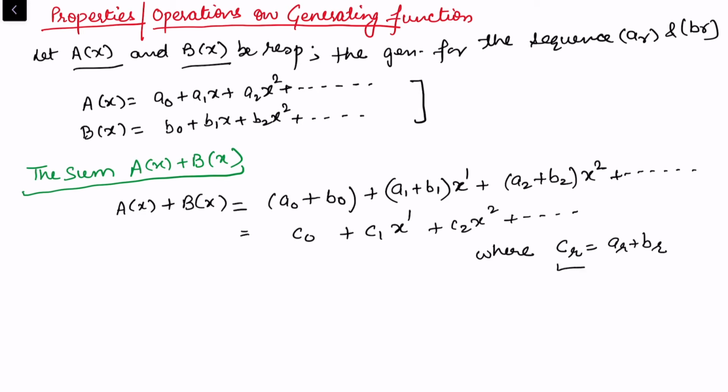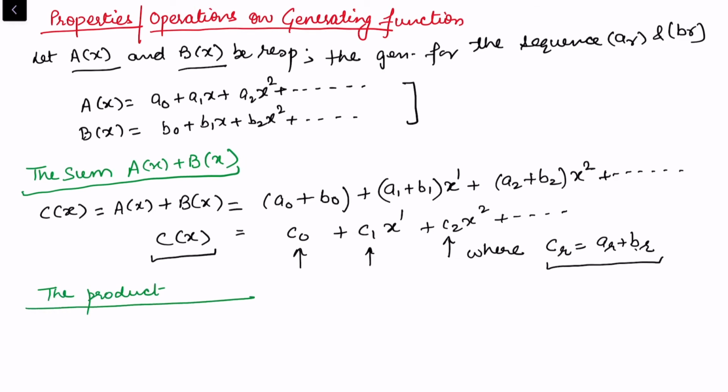So cr will be a general rth term in the sequence, and let me denote it by C(x). So this C(x) is the new power series, or we can say this is the generating function for the sequence c0, c1, c2, where cr is the sum of ar plus br.